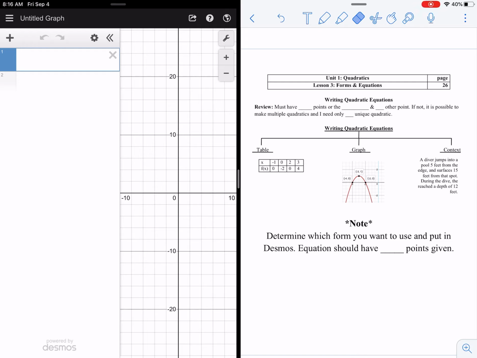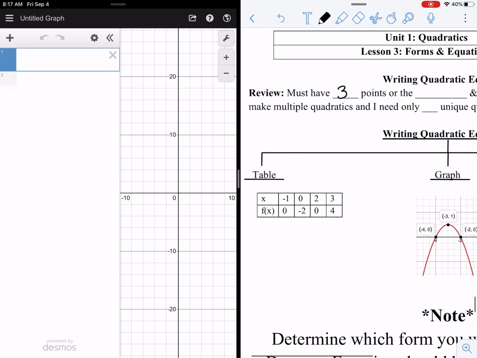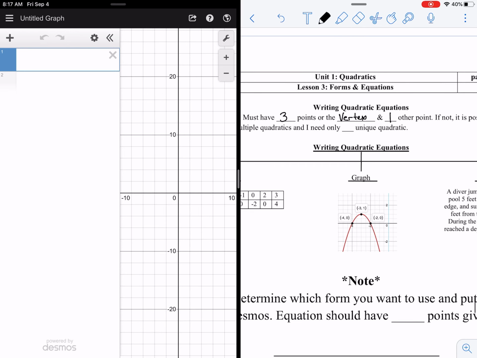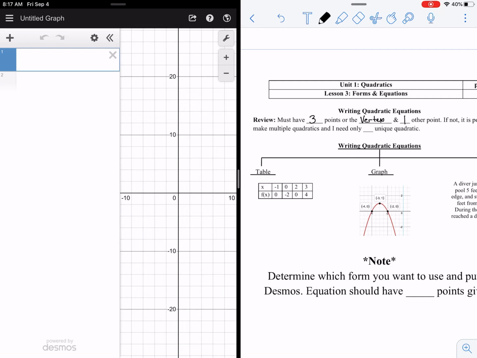In this video, we're going to focus on writing quadratic equations. Now, if you remember, you must have 3 points, or your vertex and one other point. If not, it's possible to make multiple quadratics, and we only want to make one unique quadratic. That's the entire purpose behind writing equations.